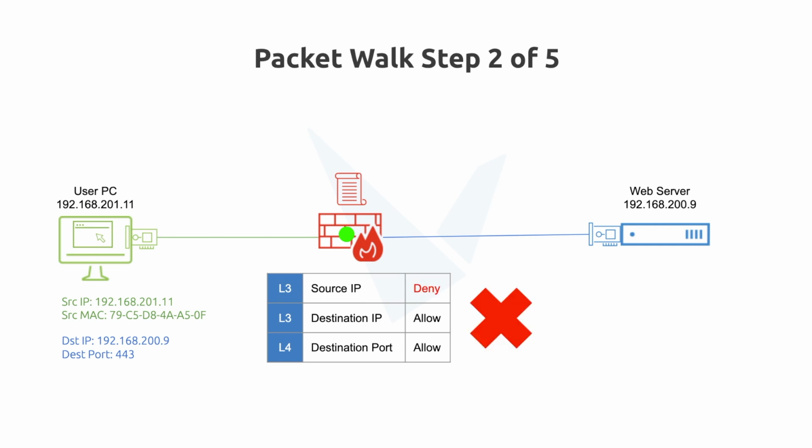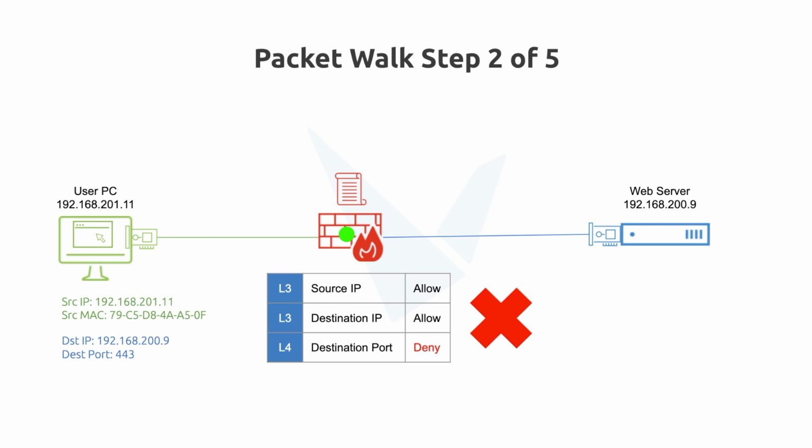But what if one of the rules says to deny the source IP? The packet will not be released to go to the destination and will be blocked at the firewall level. What if one of the rules says to deny this destination IP? Once again, the packet will not be released and will be blocked at the firewall level.